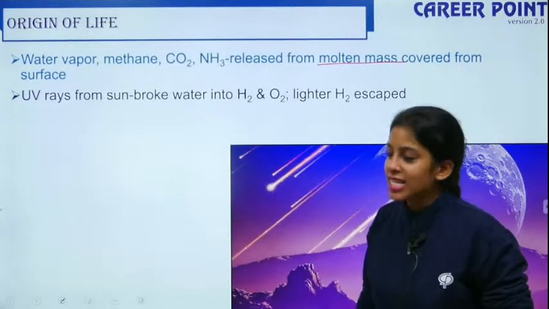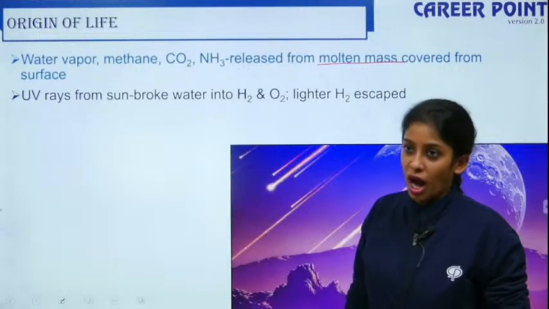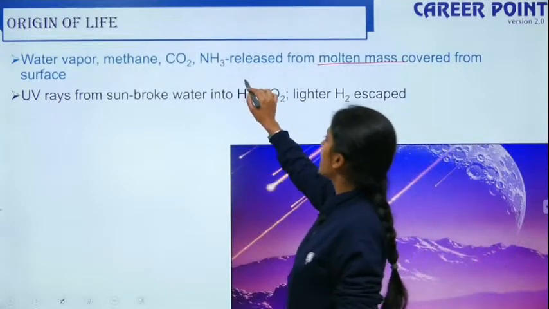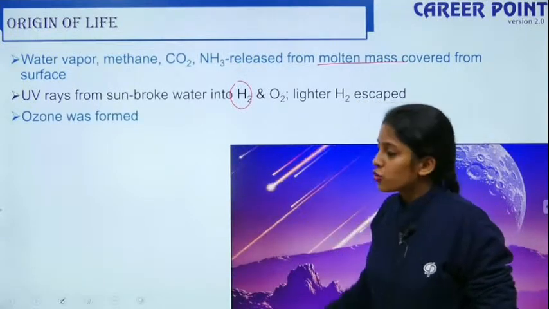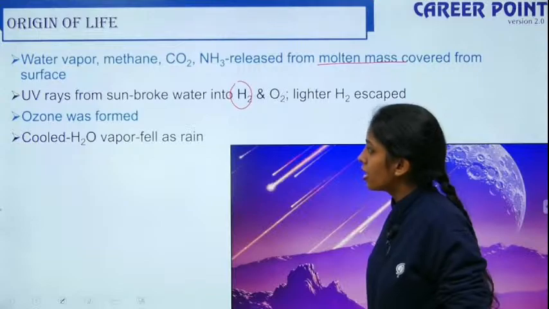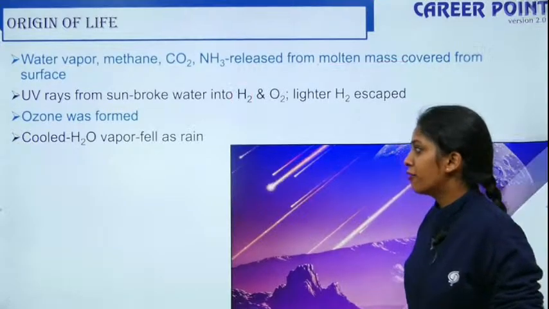So UV rays from the sun broke water into hydrogen and oxygen. Among that the hydrogen, which was light, escaped out. So slowly then your ozone was formed. This cooled water vapor and it fell as rain.